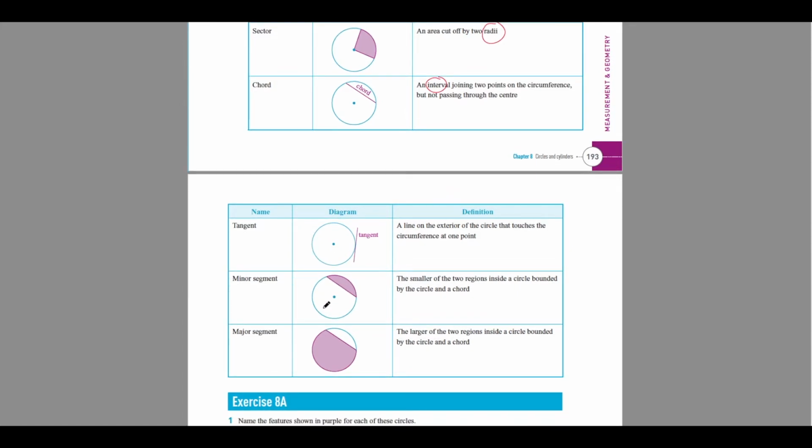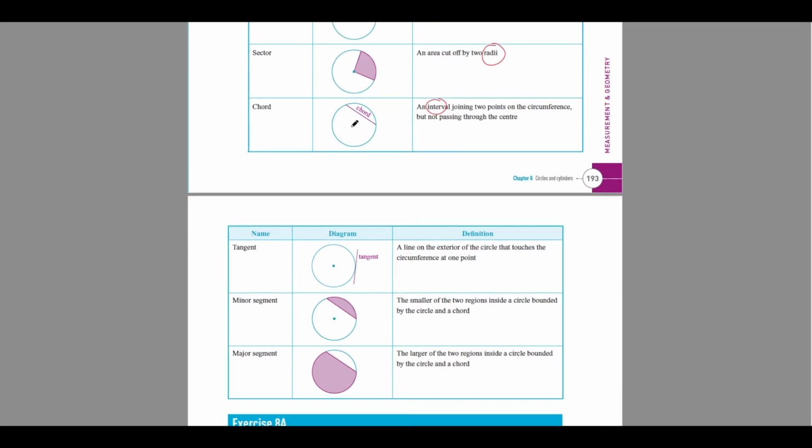Minor segment, major segment. Okay, so if you still remember, the chord is a line that joins 2 points on the circumference. Once you draw a chord, you actually split the circle into two things. So this area is called a segment. This area is also called a segment. So an area that's made by one chord. Now the minor segment is basically the one with the smaller area, and the major segment is the one with the bigger area. Okay.